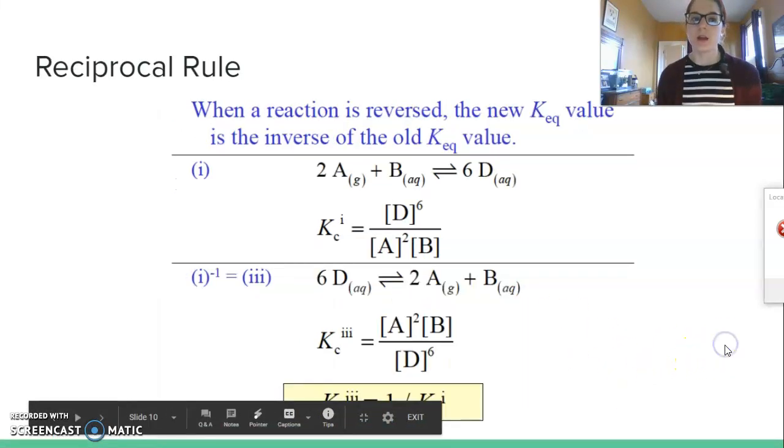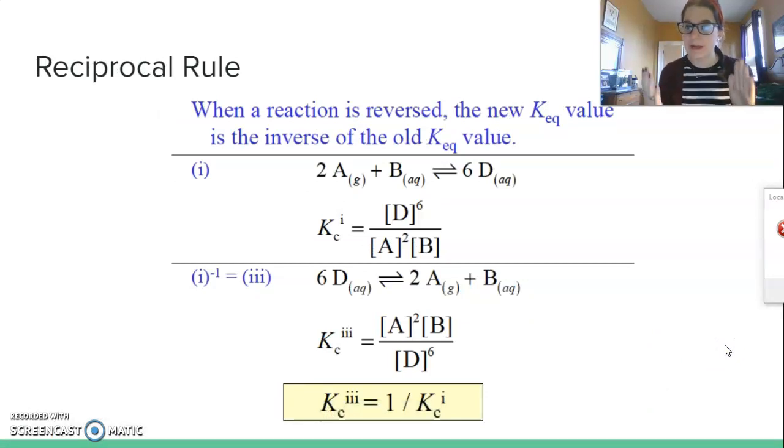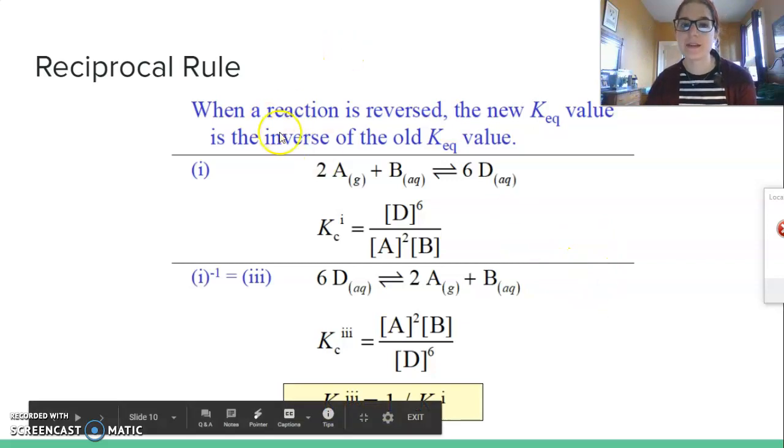Okay. For the reciprocal rule, if we switch the reaction, so put products on the reactant side, the new KEQ value is going to be the inverse of the old KEQ value, which makes sense because remember, for K values, we have the concentration or pressure of products on top divided by the concentration or pressure of reactants on bottom. If we flip that equation, those two things are going to flip. So it makes sense that we use the inverse, okay?